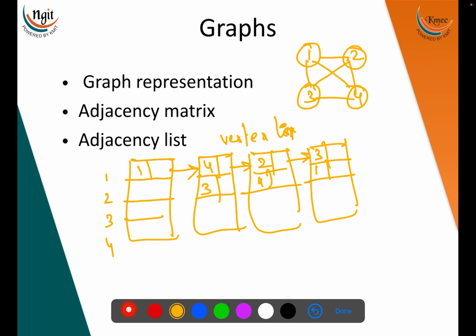And the same is applied even for the rest of the head nodes. These are what I am writing as head nodes. These are what the vertex links from the head node. So graph is represented in the form of adjacency matrix and adjacency list. This is about the graph.